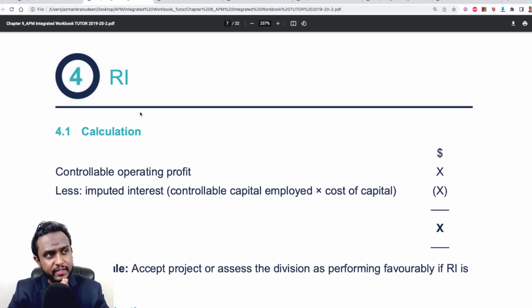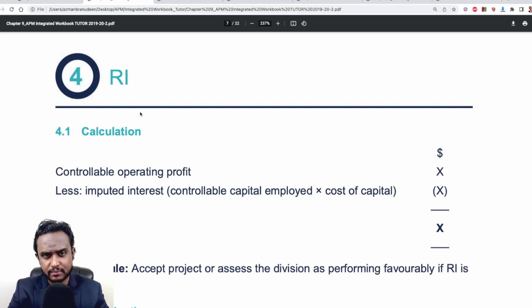What we do is we take the controllable operating profit of the division. If you are a divisional manager, an investment center, we take the controllable operating profit, so revenue minus the operational costs. That is why we call it controllable, relevant to you. And from this, we deduct your notional cost of capital. We call it imputed interest, notional interest, assumed interest, any word can be used. Essentially, we take the controllable capital employed, the capital employed relevant to you, and multiply it by the cost of capital.